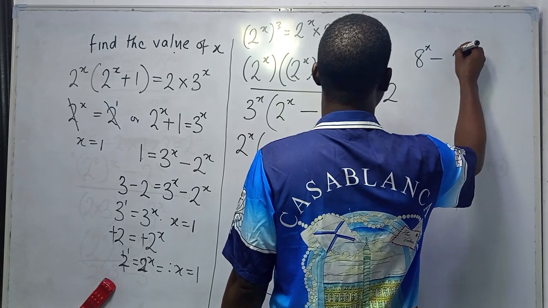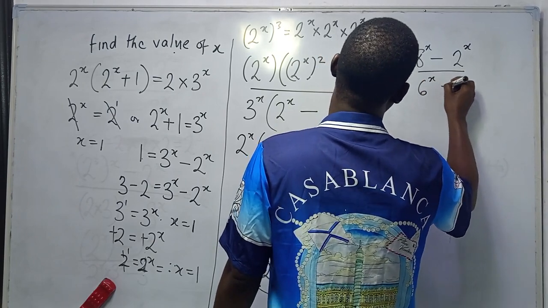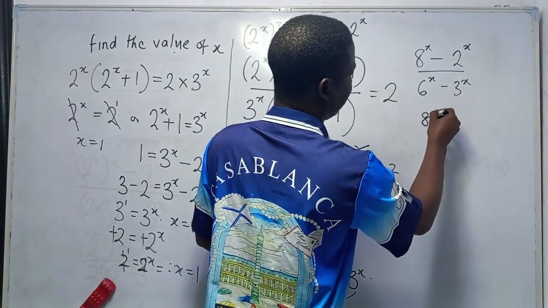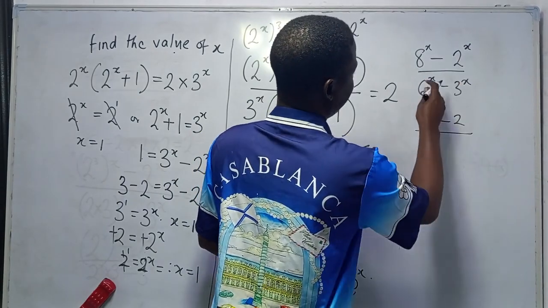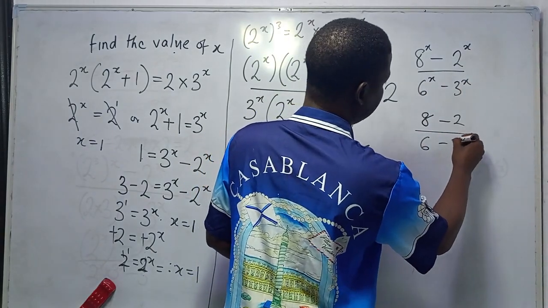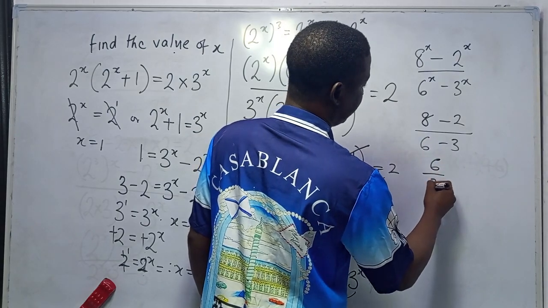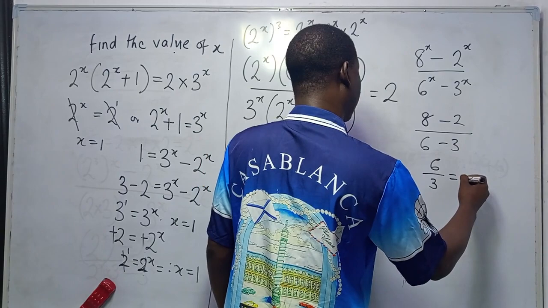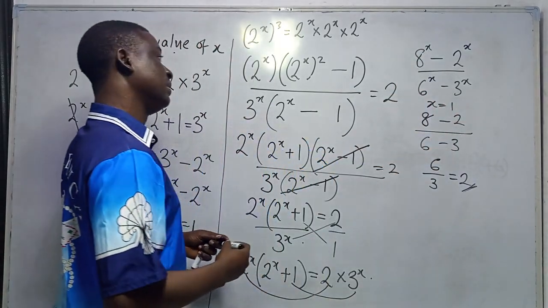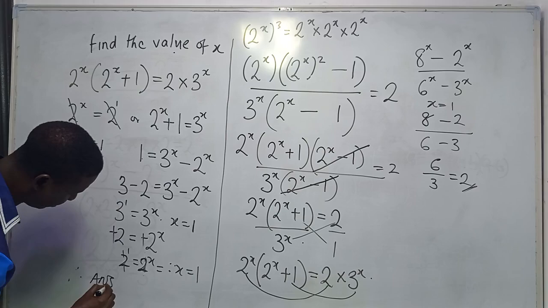Let's say 8 raised by x minus 2 raised by x divided by 6 raised by x minus 3 raised by x. Let us test the value of 1. If we put 1 here, this will give us 8. Put 1 here, we're going to have 2, divided by, put 1 here, we're going to have 6 minus, put 1 here, we're going to have 3. So 8 minus 2 is 6. 6 minus 3 is what? 3. 6 divided by 3 will give us 2. It means that x equal to 1 is valid, is correct. So our answer is x equal to 1.